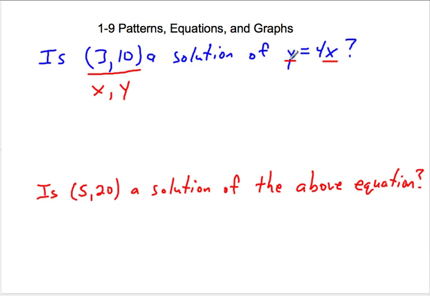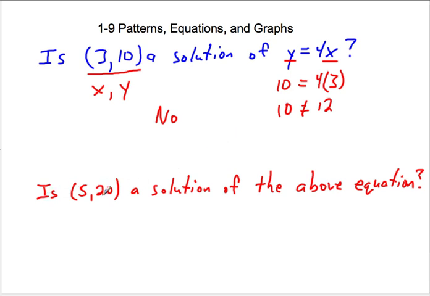So instead of writing y, we're going to write 10 equals, and then 4, and then when a number is next to a letter, it means multiplication. So the x represents 3 here. And we need to know, does 10 equal 4 times 3? It does not, so we would say 3, 10 is not a solution of y equals 4x.